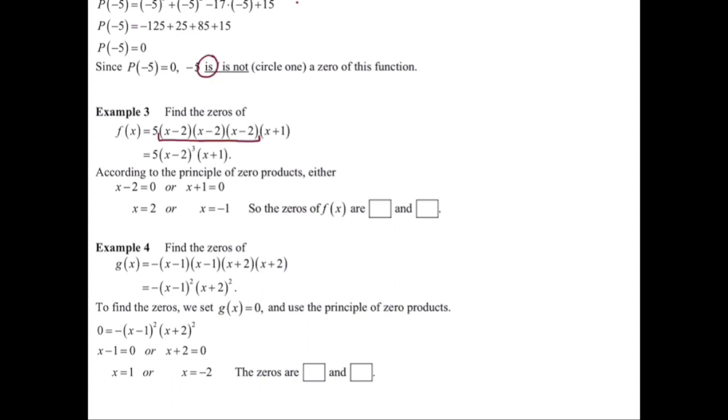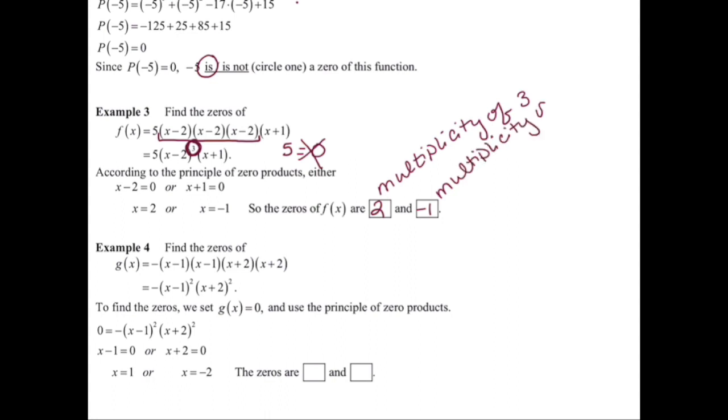Notice how if I were to put 5 equal to 0, that doesn't work, so we don't need to include 5. But when I set x minus 2 equal to 0 and x plus 1 equal to 0 and solve, I get the values of 2 and -1. I also see that 2 has a multiplicity of 3, because it's included 3 times. -1 has a multiplicity of 1. Even though we can't see it, we know it's there.